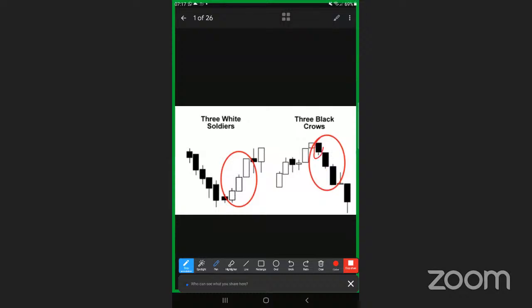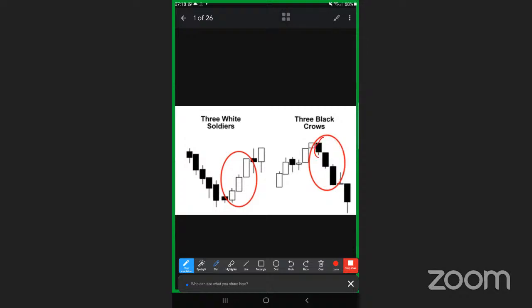Can you see the formation of the candles is full-bodied candles? This signifies that there is a lot of selling pressure going downwards. Buyers don't have a chance at all. These guys, the black crows, are still crawling the market to the downside. They are very serious when they are pressing the price downward.